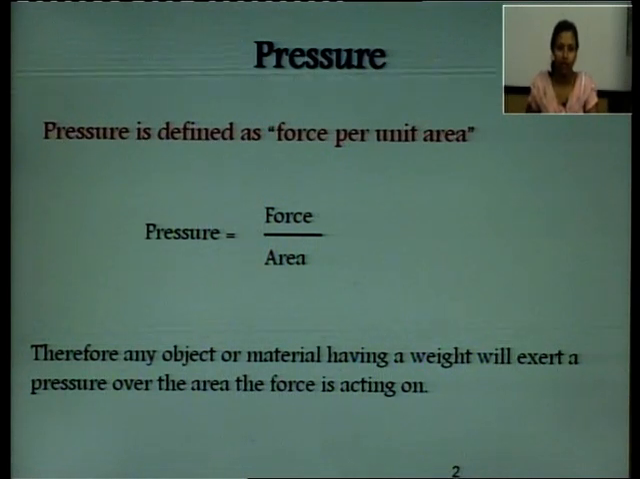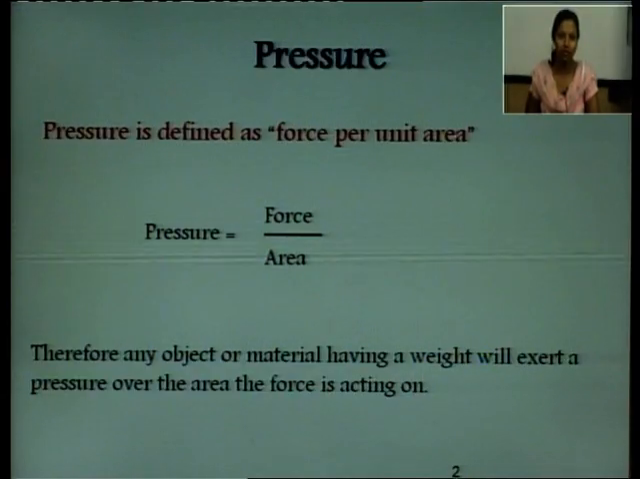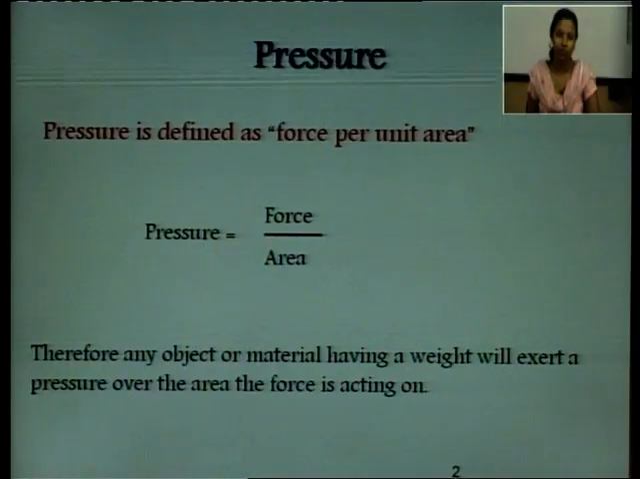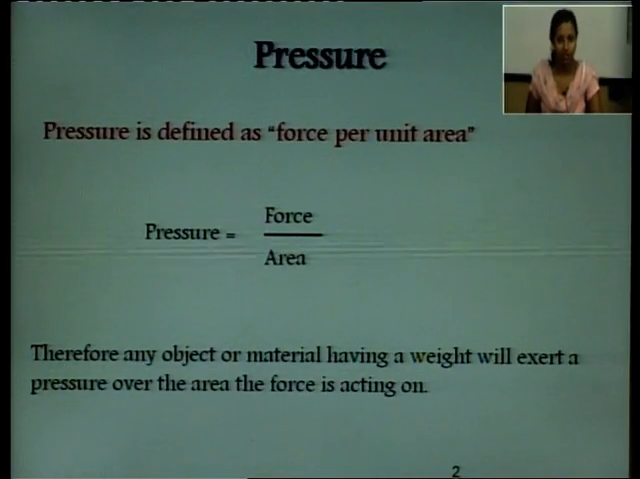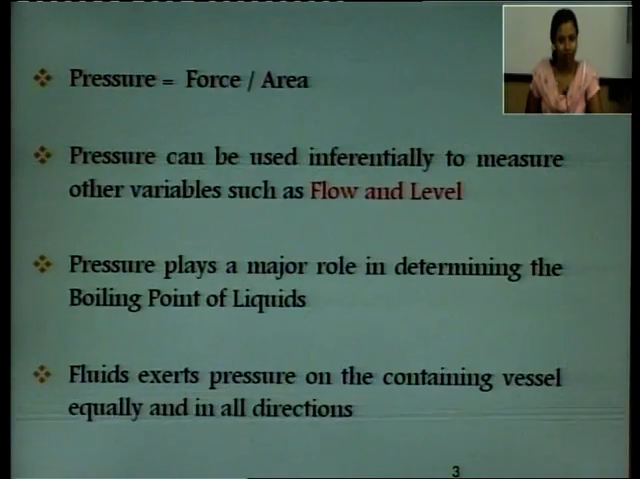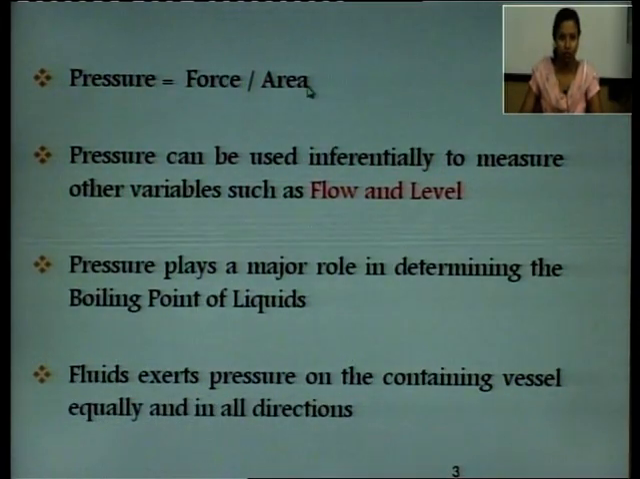Therefore, any object or material having a weight will exert a pressure over the area where the force is acting. So, if an object has weight or any force which is acting on a body per unit area, that is called pressure. Next, pressure is equal to force upon area.